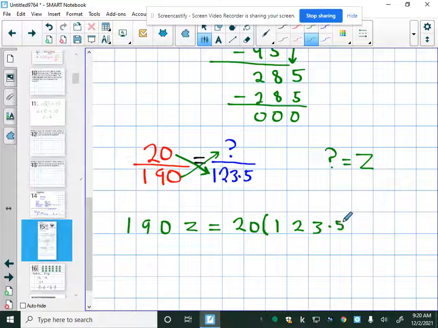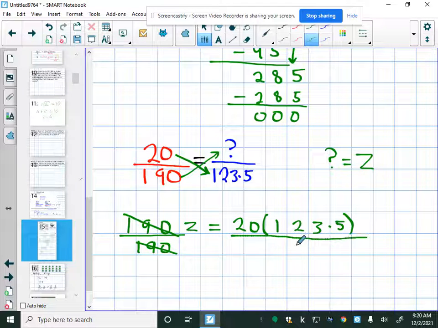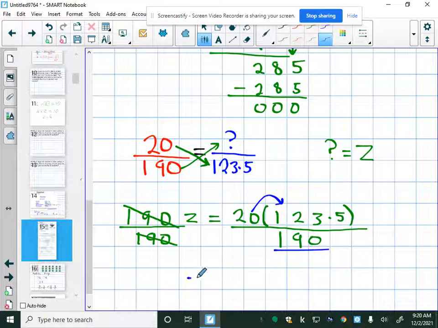So again, what we need to do now is solve for Z on its own. So you want to get rid of that 190. The way to do so is to divide both sides by 190. That will cancel each other out on this side. And over here, you will have this calculation. You would do your multiply first, your 20 times 123.5, whatever answer you get, divided by the 190. And you would end up seeing that Z equals 13 again. So there's two methods. You can choose whichever one you prefer.